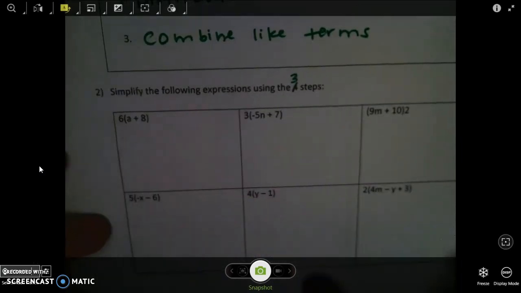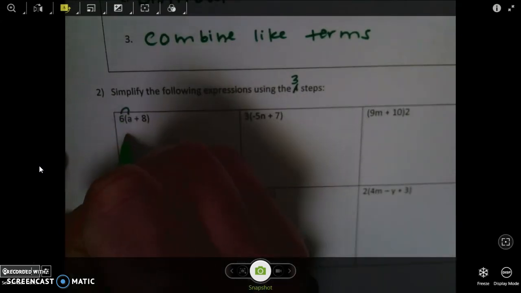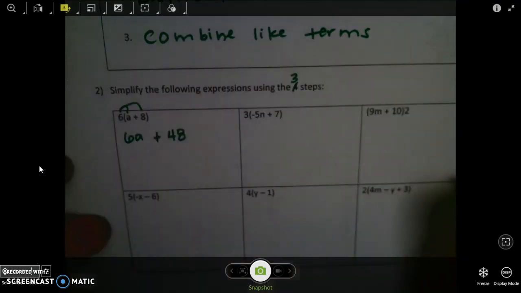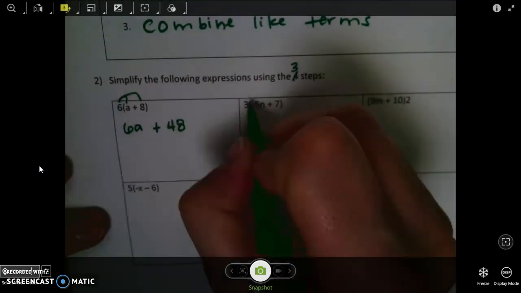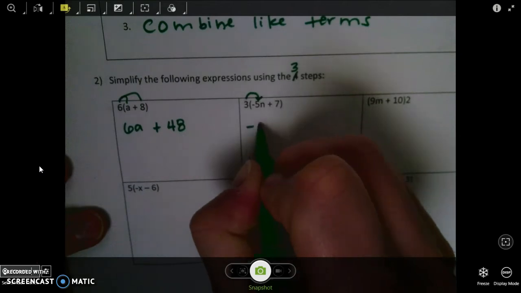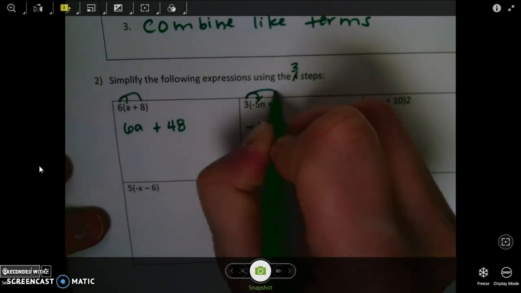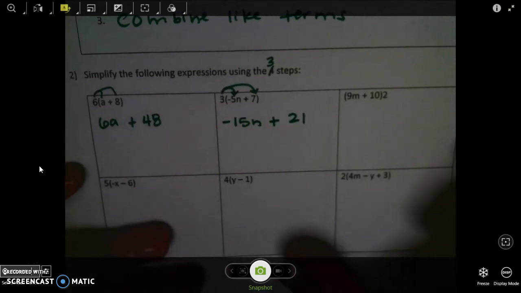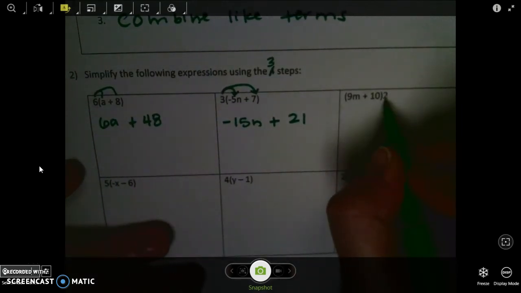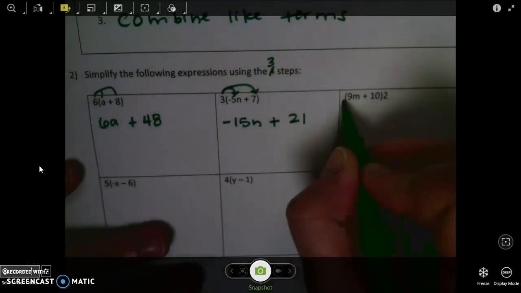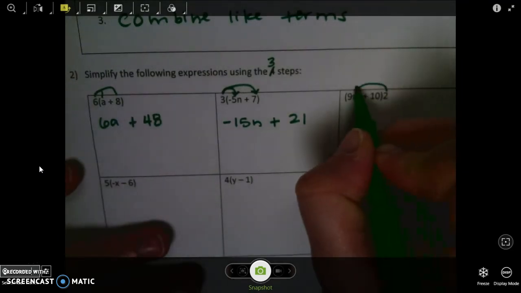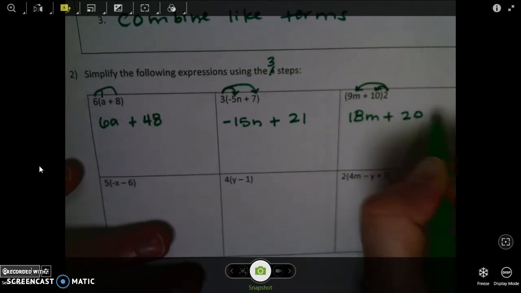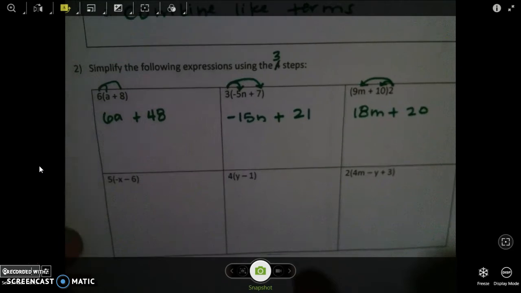All right, so the first one, 6 times a is 6a, plus 6 times 8 is 48. Those are not like terms, so we are done. The next one, 3 times negative 5n is negative 15n, plus 3 times 7 is 21. Those are not like terms, so we are done. The next one has the number that you're going to distribute at the end. So it doesn't matter if it's at the end or at the beginning of the parentheses, you're still going to distribute. So 2 times 9m is 18m, plus 2 times 10 is 20. Those are not like terms, so that's your answer.